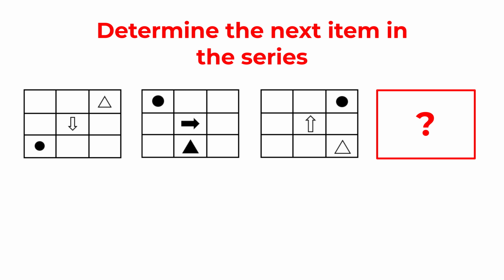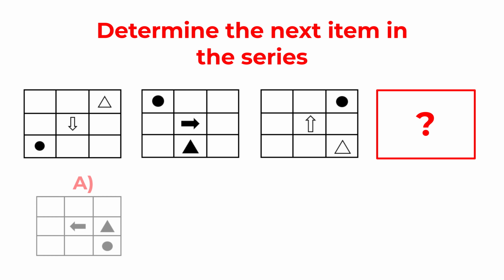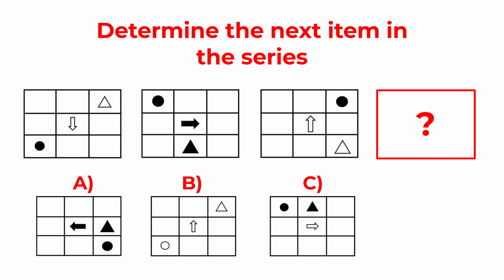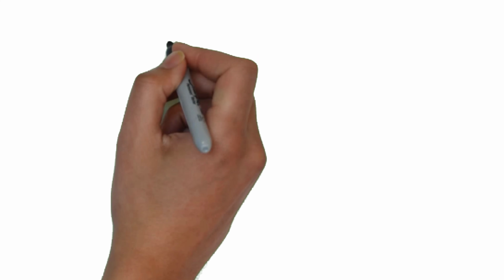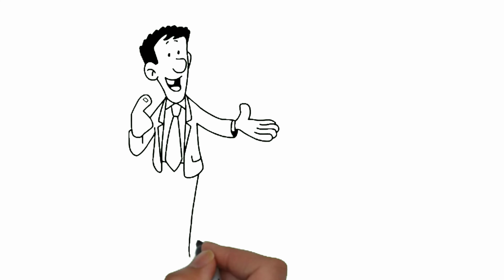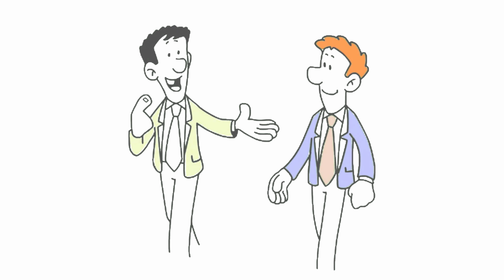You're presented with 4 different choices. Choice A, B, C, and D. Take a close look and see if you can determine the pattern. Ready or not, I'm going to move forward and share with you the correct answer, at least from my standpoint.